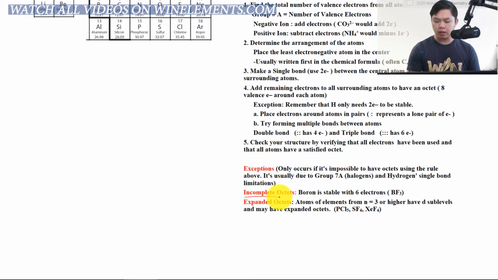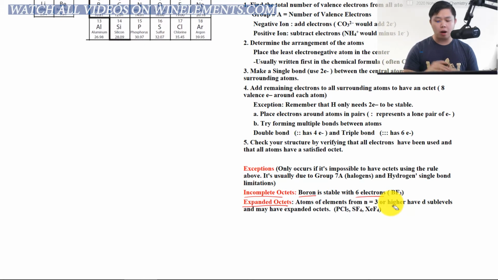The first one is incomplete octet, and this happens with boron. It is stable with only 6 electrons, when normally for an octet we require 8. And then we have the opposite of incomplete, the expanded octet. That means the central atom can have more than 8 valence electrons. This happens because of atoms that are in energy level 3 or higher. They have a d sublevel, which allows them to have more than 8 valence electrons. So the expanded octet happens to atoms with energy level 3 or higher.